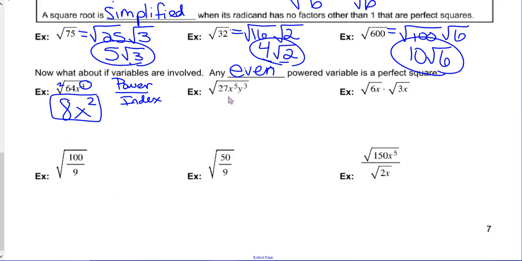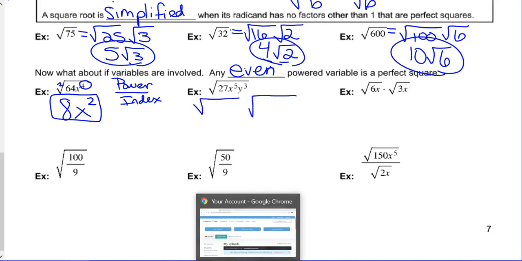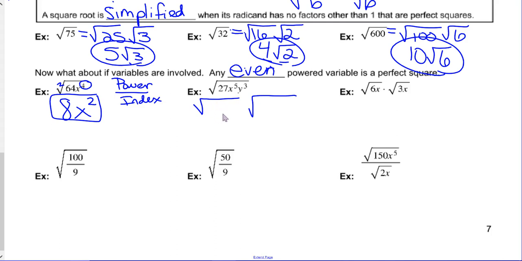Now, look at this guy here. 27 is not on our list of perfect squares. This is an odd power, and this is an odd power. So neither one are perfect squares. But there is a perfect square up to that odd power. So you're wanting to hone in on the highest even number up to that odd. So I'm going to use my product rule, and I'm going to break this into 2 different square roots. The first one being perfect squares, and this being our leftover.